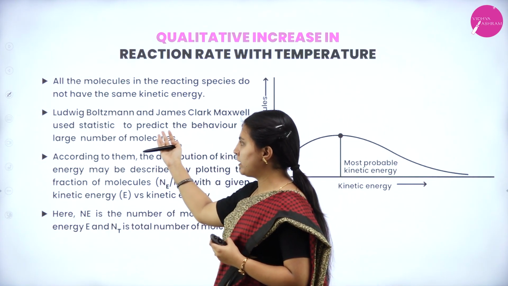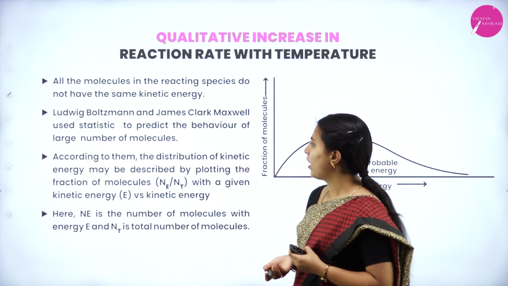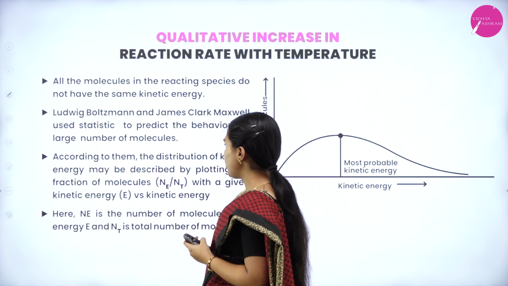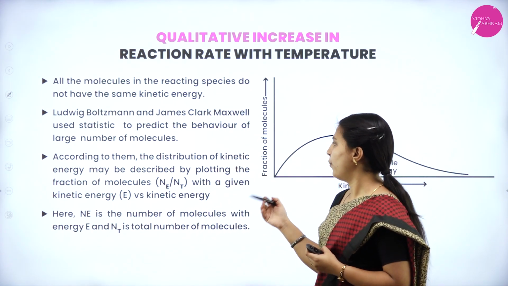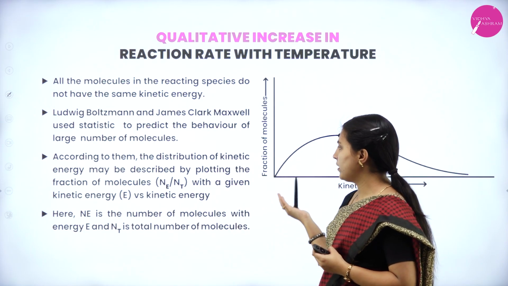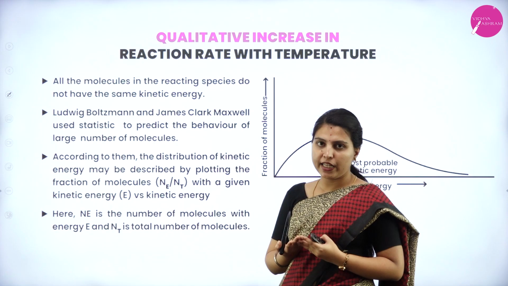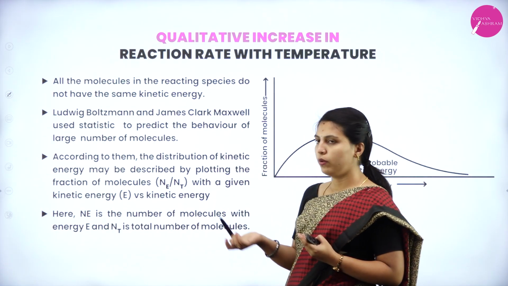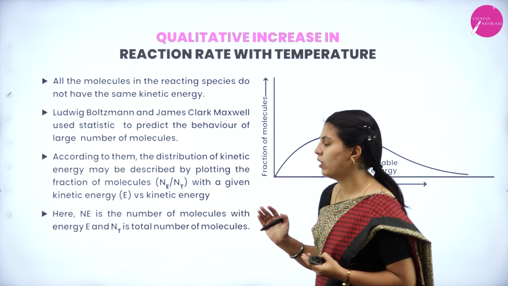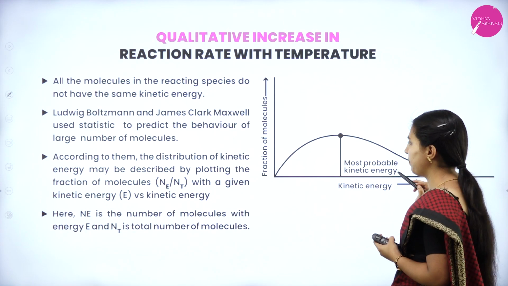These two scientists gave the statistical prediction of the behavior of large numbers of molecules. According to them, the distribution of kinetic energy may be described by plotting the fraction of molecules with a given kinetic energy versus kinetic energy. See here, the fraction of molecules, and this is kinetic energy.